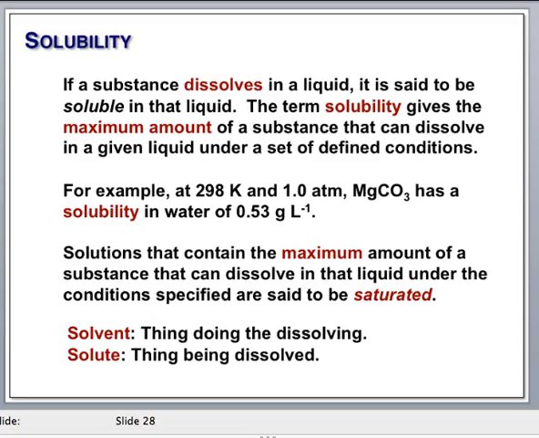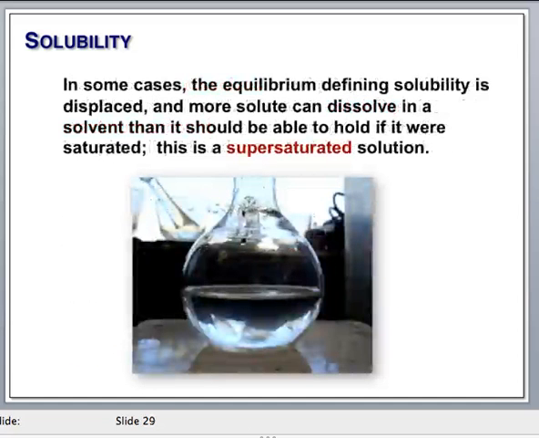Now, like I said, you can trick a solution into becoming not just saturated, but supersaturated. The way you do that, typically solubility will increase as you raise the temperature. That's why solubility has to be defined at some temperature. If we raise the temperature, more will dissolve. And then if we very carefully let it cool, and we don't touch it, you can wind up with more dissolved than you're supposed to. That's supersaturated. This is a really neat little movie. This is a supersaturated solution of sodium acetate.